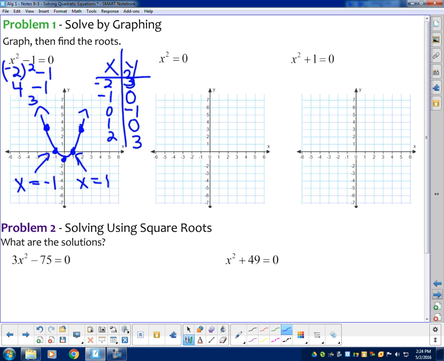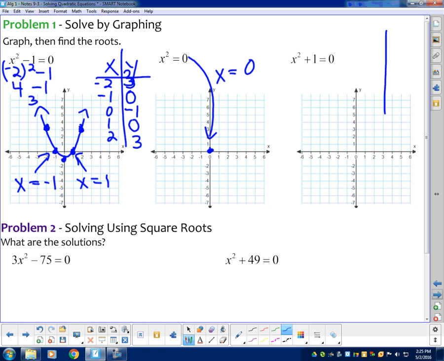This one we have x squared equals 0. That's just saying that x has to be 0, and therefore y would have to be 0. We have as a root just x equals 0. That's kind of a strange one, but that's all that is. It's just a single point at 0, 0 for that equation. You'll notice on the next equation we have x squared plus 1 equals 0.